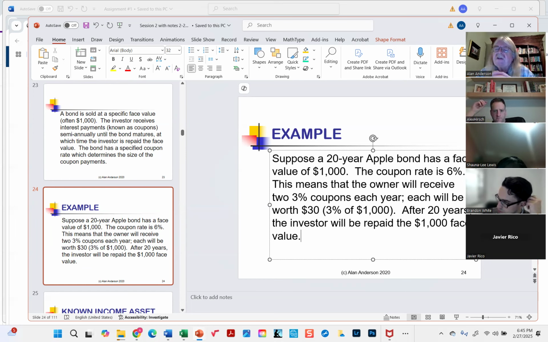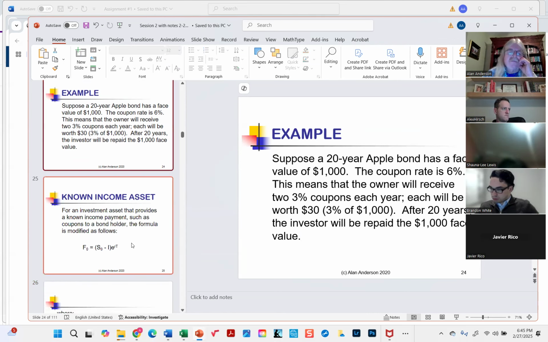Now, imagine yourself deciding to buy this Apple bond, but not until, let's say, next year. I want this bond, but I won't be able to pay for it until next year. So I can enter into a forward contract to buy the Apple bond for delivery in 1 year. The question is, how much will I be expected to pay for it?